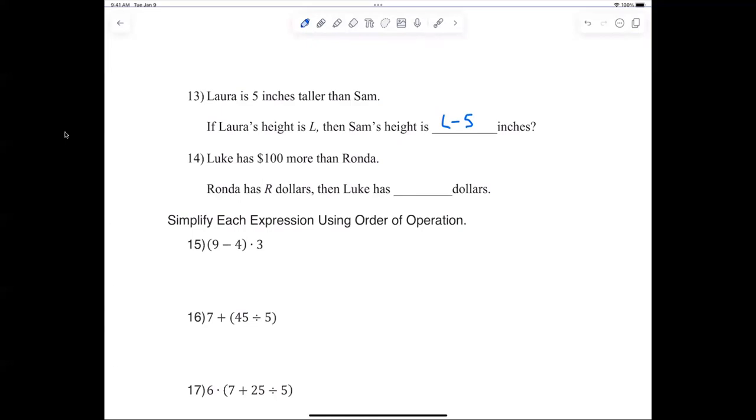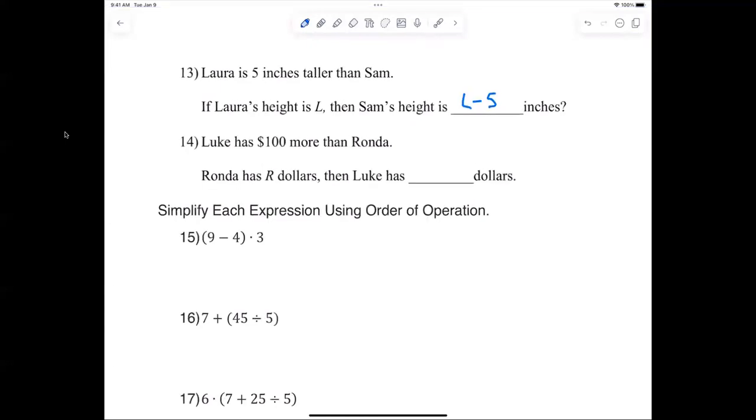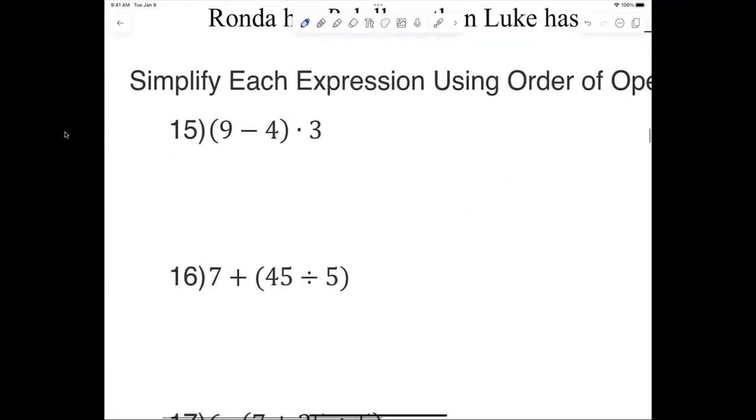All right, now let's quickly do some order of operations here real quick, guys. Come on, everybody's up on 15. All right. Sadie, tell me about 15. 5 times 2 and then you get 15. You are amazing. That is correct. 15.